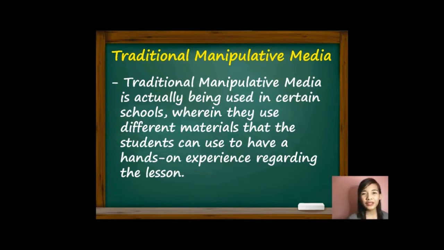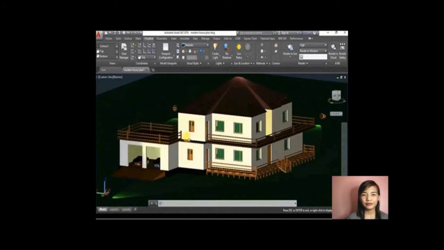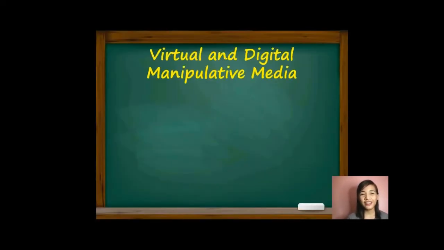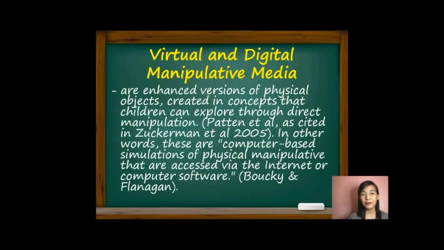Next picture, again, you are going to type 1 if you think it's traditional manipulative media, and type 2 if you think it is virtual and digital manipulative media. So you may write 1 or 2 in our YouTube live chat. Time's up. This is an AutoCAD. And it is virtual and digital manipulative media.